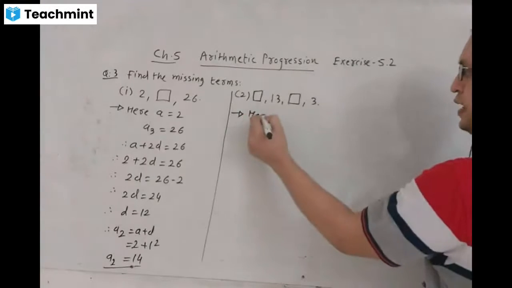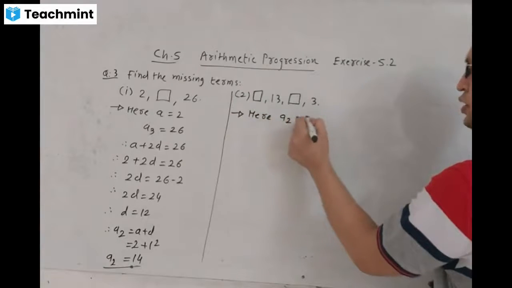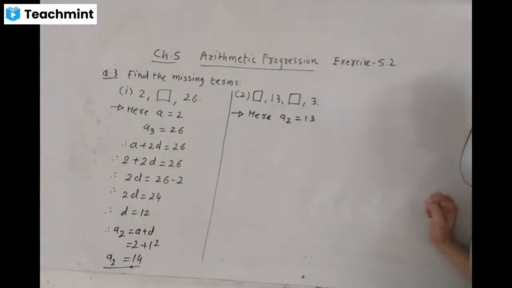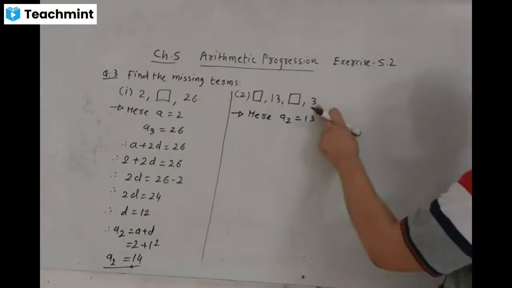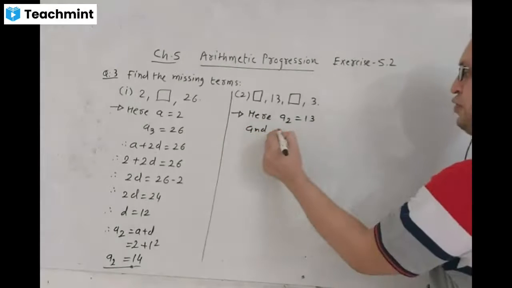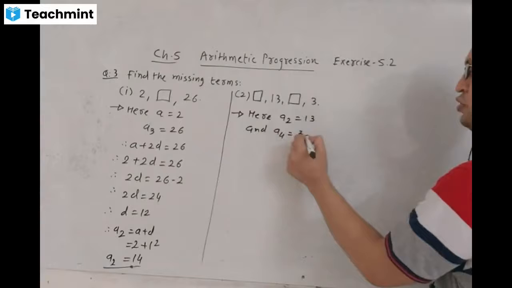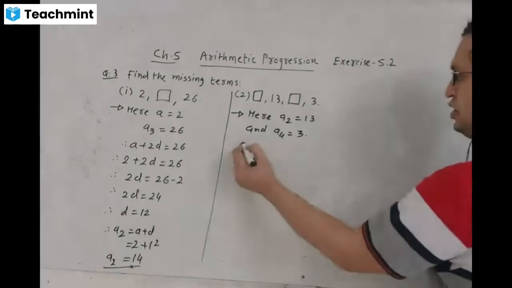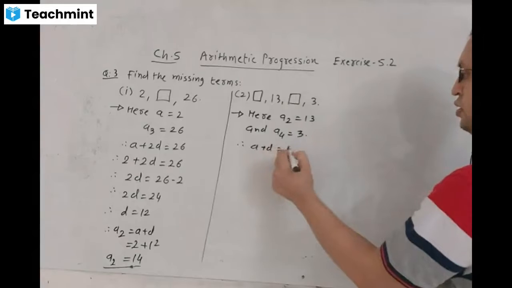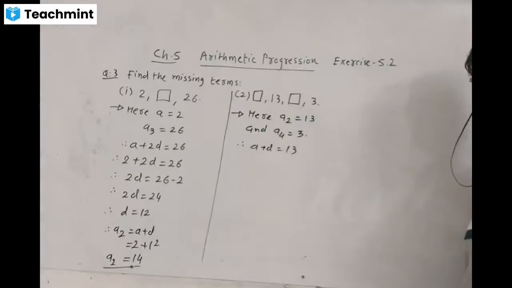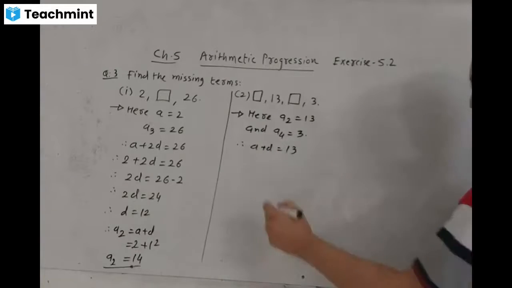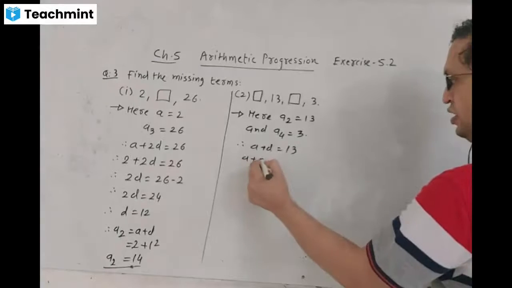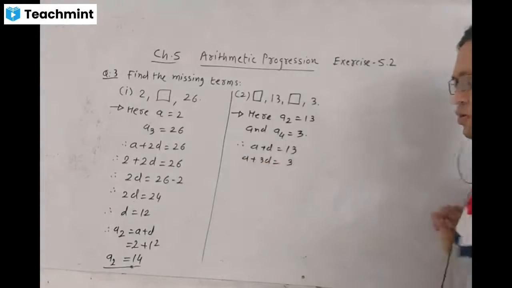Here, second term is A2. A2 is equal to 13. And fourth term A4 is equal to 3. What is A2? A2 means A plus D. A plus D is equal to 13. What is fourth term? Fourth term is A plus 3D. A plus 3D is equal to 3.